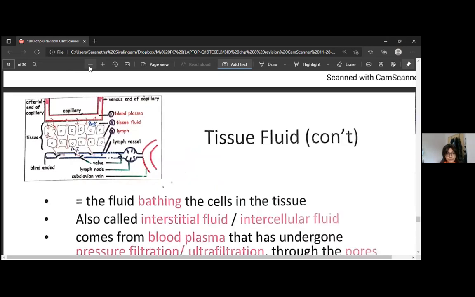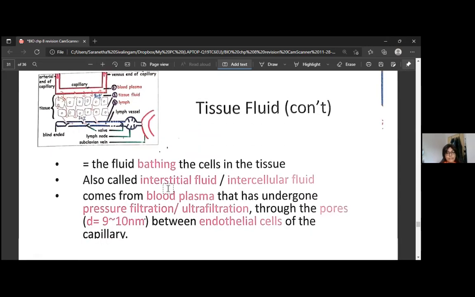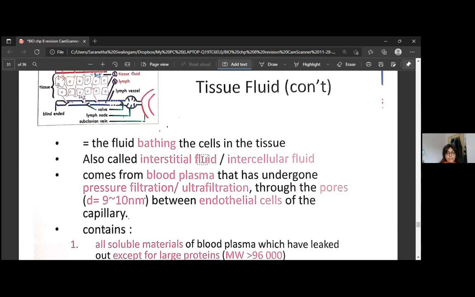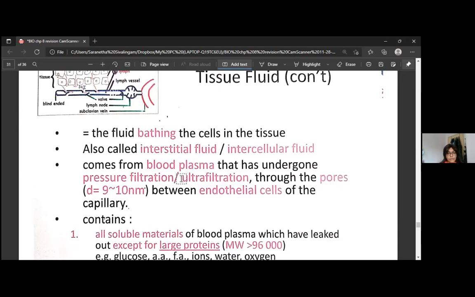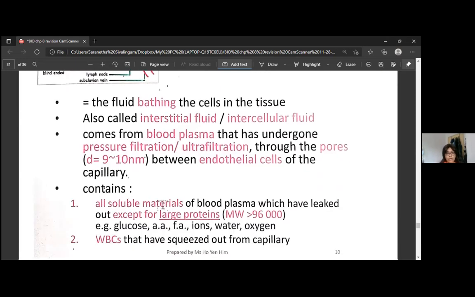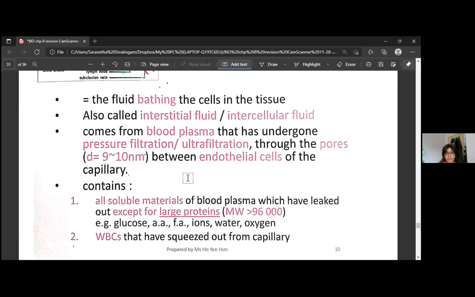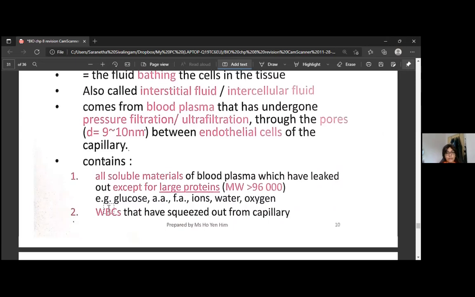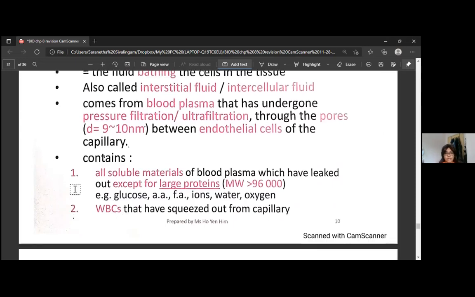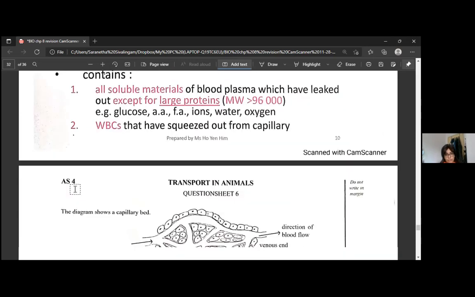So tissue fluid is also known as interstitial fluid. It is constantly bathing the cells in the tissue. It comes from the blood plasma that has undergone ultrafiltration through the pores in the capillary walls. And you can find all soluble materials of blood plasma which have leaked out except for large proteins. For example, you can find glucose, amino acids, fatty acids, ions, water, and oxygen. And you can also find white blood cells in tissue fluid because they can squeeze out of the capillary, they can ooze through the walls of the capillary.